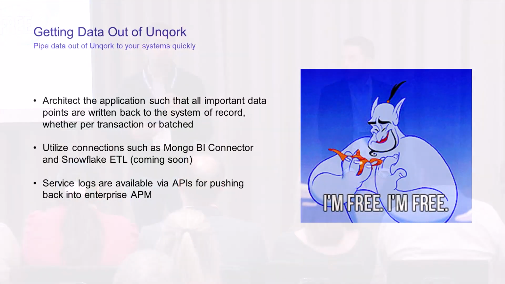And this could be done via a more synchronous process where write calls are being made by the config, or it could be using a BI connector from Mongo. What's coming out soon is more around Snowflake as well, which is obviously growing in popularity. So they're going to continue to build these pre-built connectors that are going to make life easier for all of us. And lastly, from a DevOps perspective, all of the logs inside of Unqork can be accessed via API.